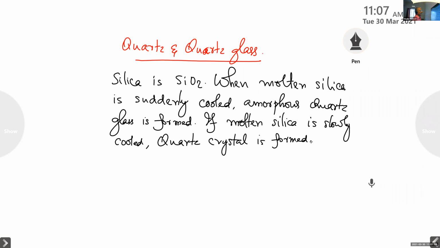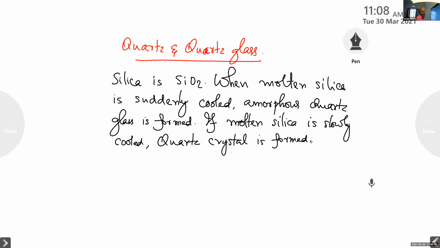So the questions are, what happens when molten silica is suddenly cooled, and what happens when molten silica is slowly cooled? Suddenly cooled, sudden solidification, and we get amorphous quartz glass. While if it is slowly cooled, slow crystallization with the formation of a quartz crystal. Remember, both quartz crystal and quartz glass are different forms of silica, SiO2.